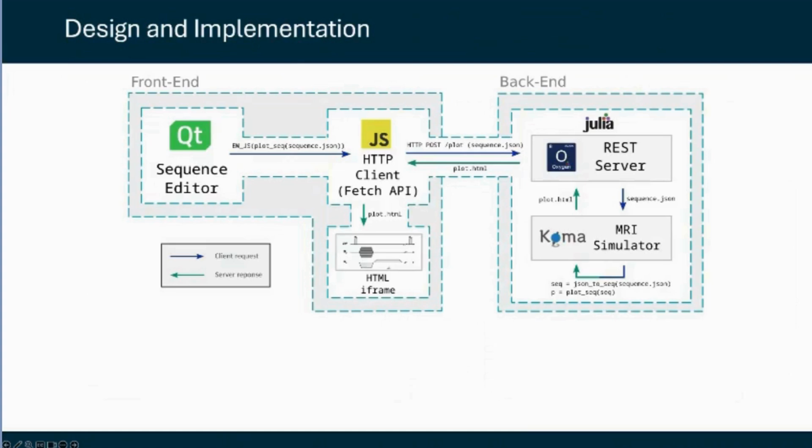A basic workflow example illustrated in the figure would be to plot the time diagram of the sequence that we are designing. For this, we need to send the sequence information to the server, and Comma creates the plot, which is then rendered back in the front end. Something similar would happen with a simulation. We would send the sequence and the phantom information to the server. Comma would carry out all this heavy computation, and the result would be returned to the front end. Obviously, all this happens behind the scenes.